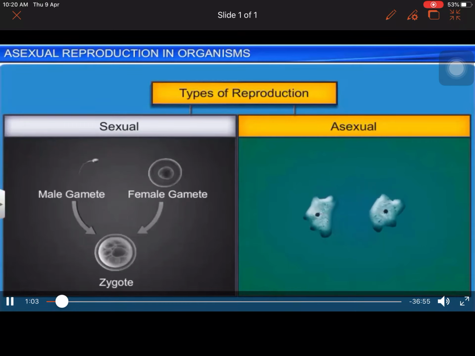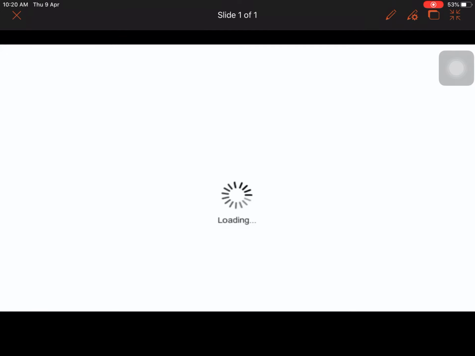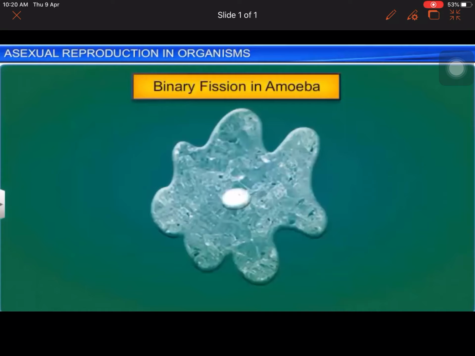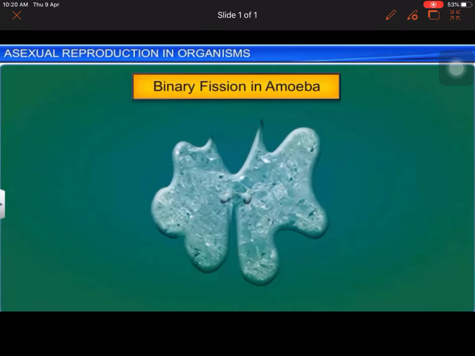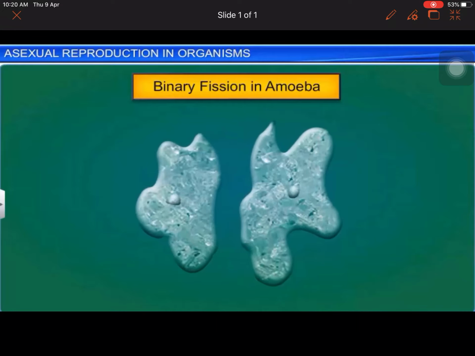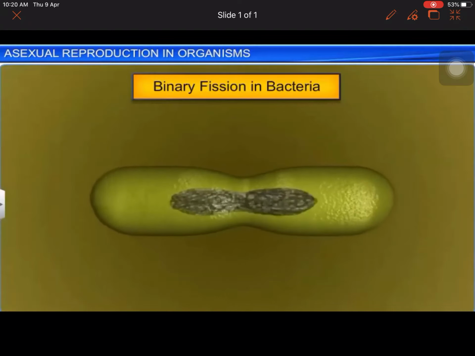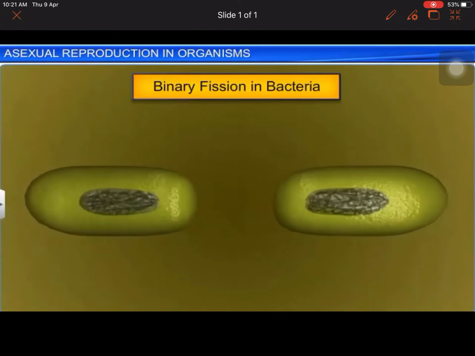Biologically and genetically identical organisms called clones. Asexual reproduction, commonly seen in protists, moneruns, and fungi, is of many different types. The amoeba, for instance, reproduces by binary fission, where the parent cell divides into two halves and each half develops into a daughter cell. Likewise, bacteria too reproduce through binary fission.